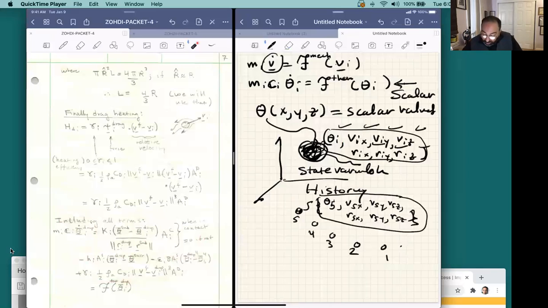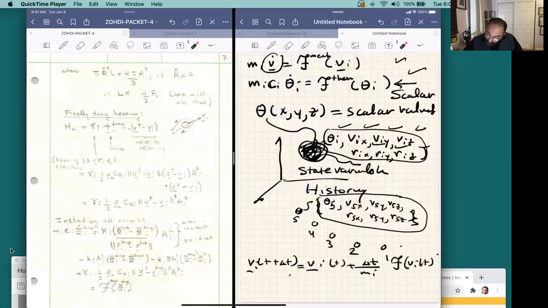The way I'm going to get them is I'm going to solve these differential equations. How do I solve the differential equations? In summary, that is that we take v of I at t plus delta t is equal to v of I of t plus delta t divided by m I multiplied times f of v of I of t. So at any given moment in time, you know this because this is the previous time.